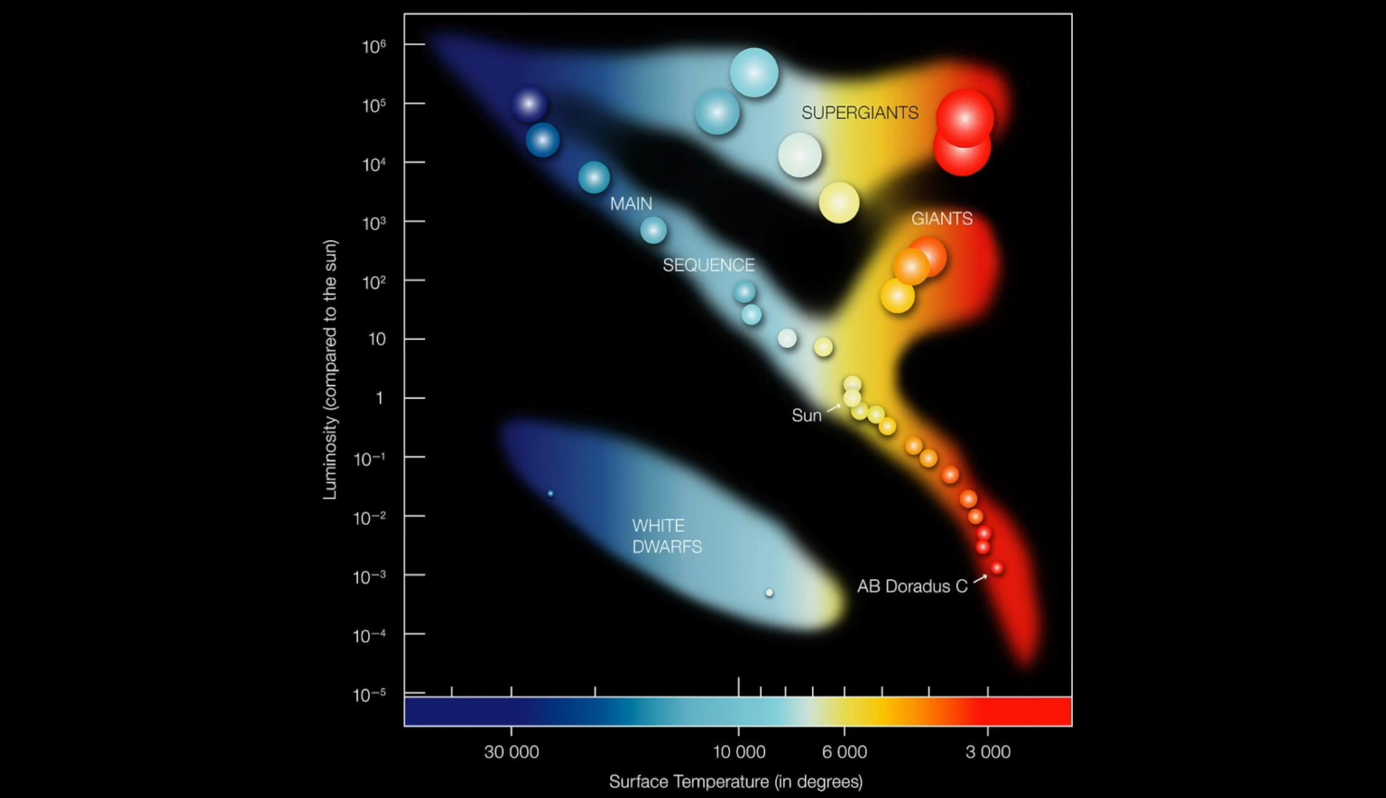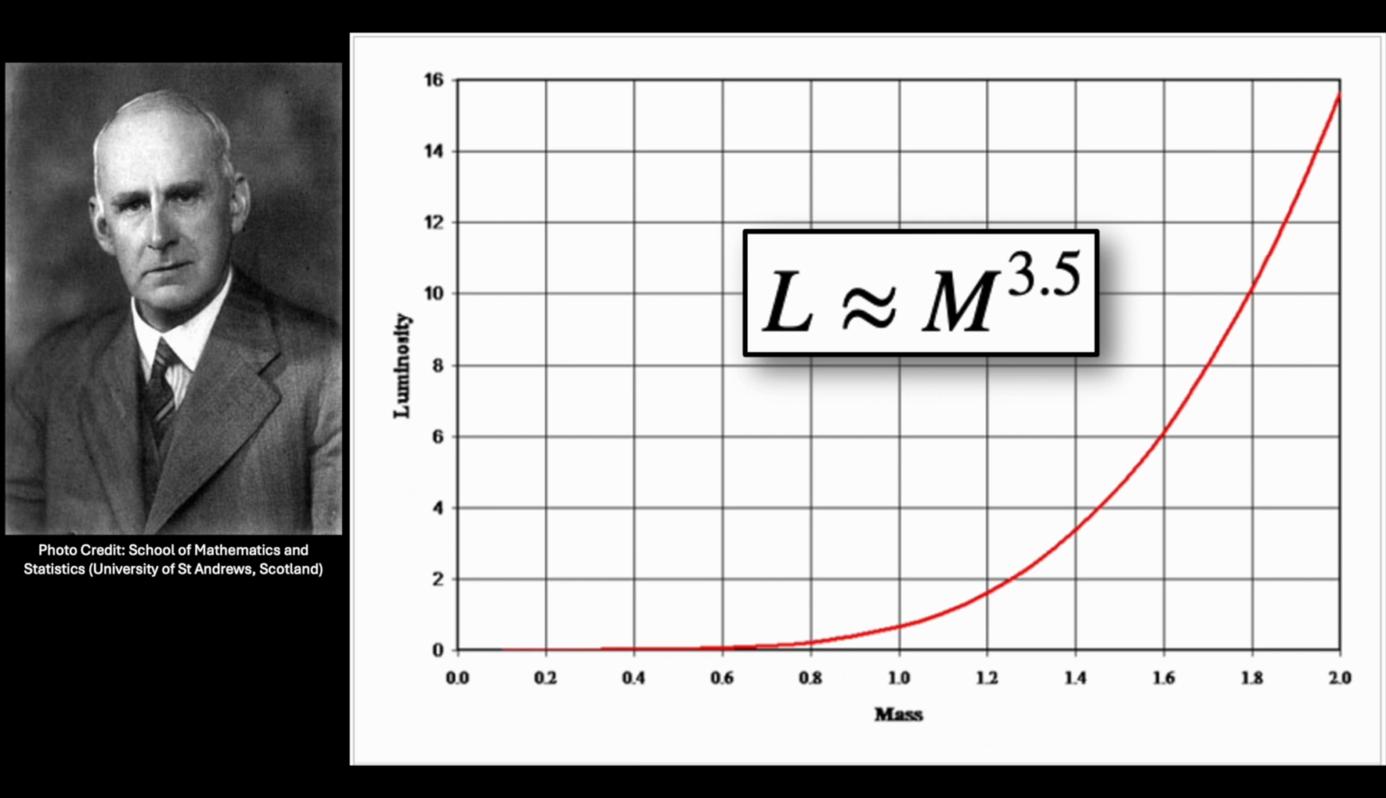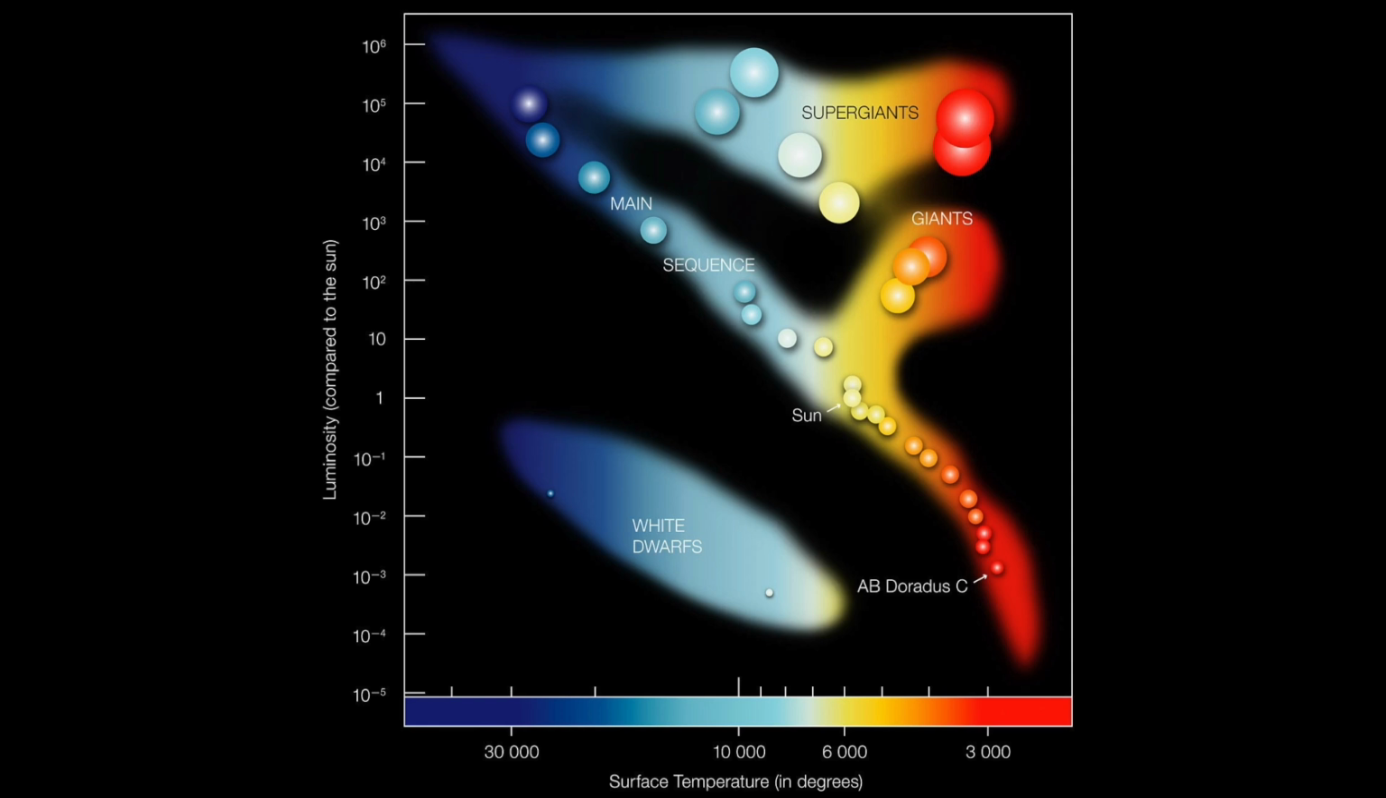Thanks to astronomers Hertzsprung and Russell, we know that there is a direct relationship between the color of the star, its surface temperature, as well as its luminosity. And thanks to the work of astronomer Sir Arthur Eddington, we know that there's also a direct relationship between a star's luminosity and its mass. And therefore, if we know a star's color, we can determine the star's mass.